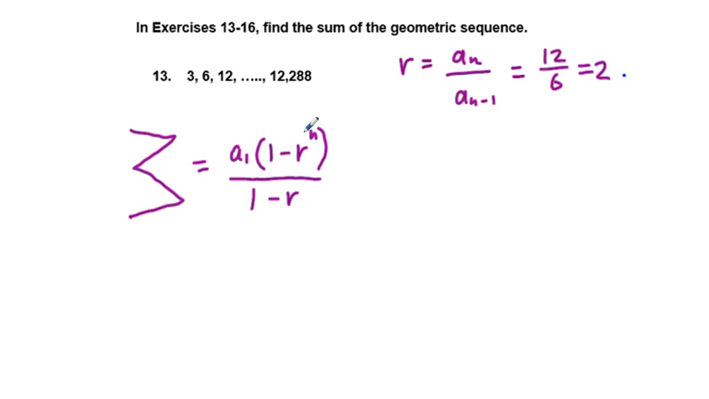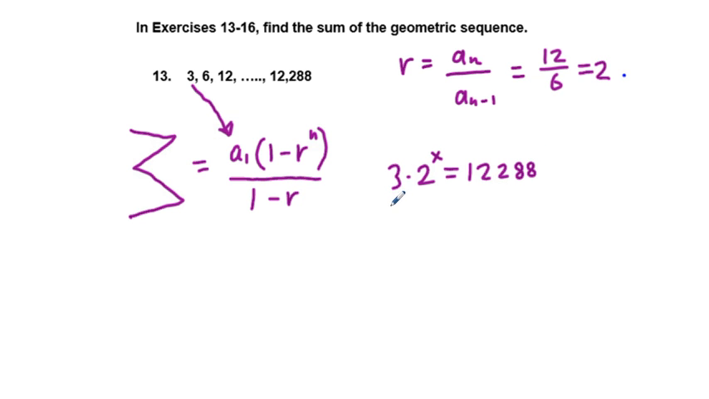And as far as n, well, that's going to be a little more complicated because we have a sub 1, which is 3. That's pretty easy to find. And let's find out what n is. What we have is 3 times our common ratio 2 to the power of x, we'll say, is equal to 12,288.